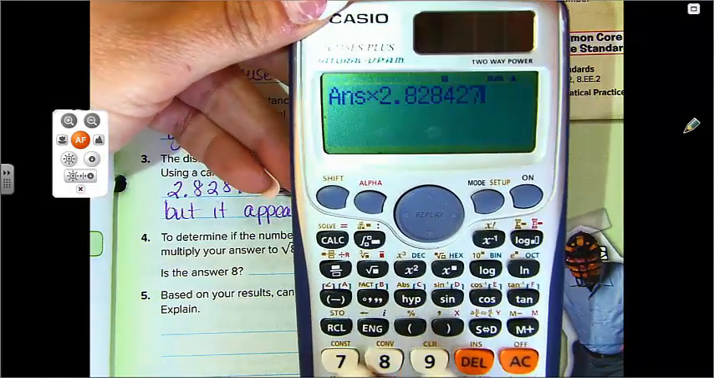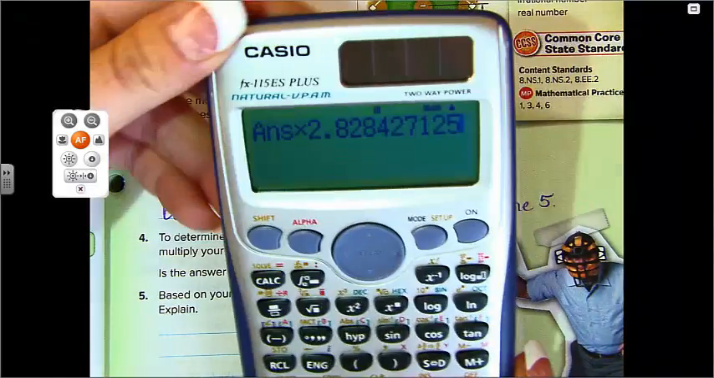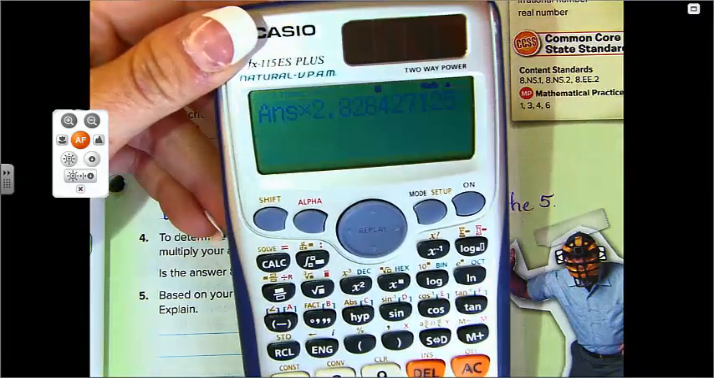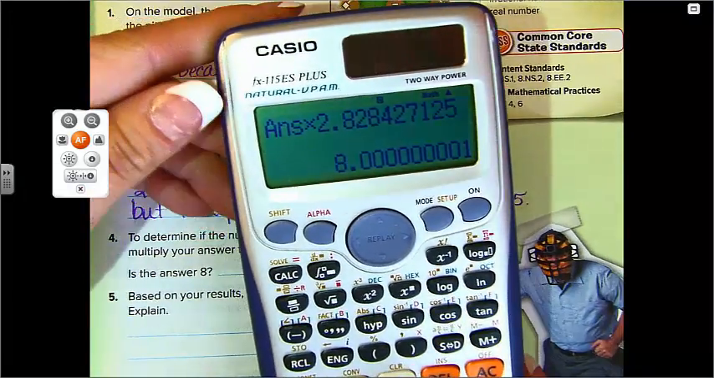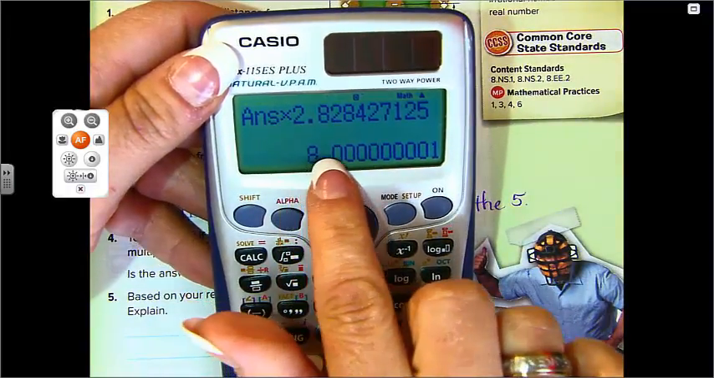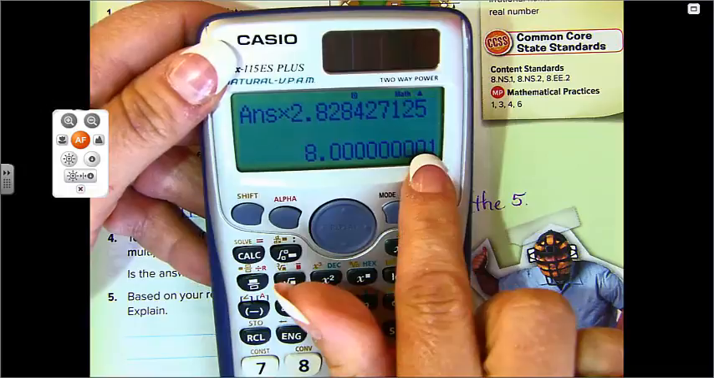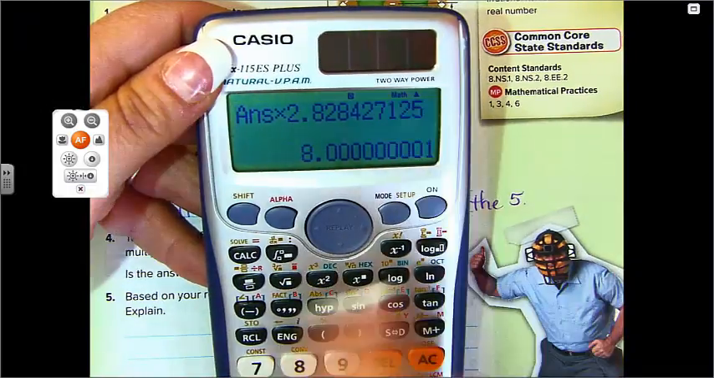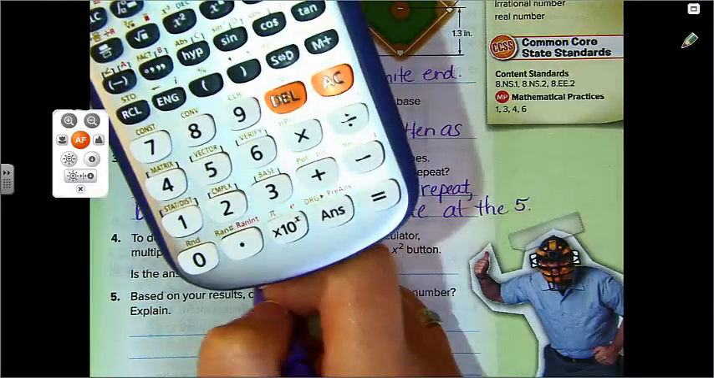8427125. So I put that decimal in there again and hit equal, and it says, does the answer equal 8? Well, it appears to be at first, but if I look at the very end of this decimal, I have a 0.1 in there. So does it equal 8 perfectly? The answer is no.